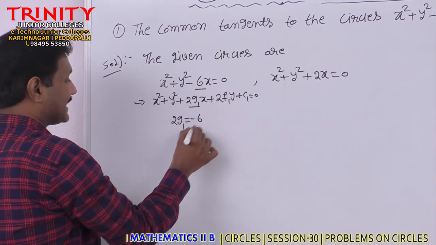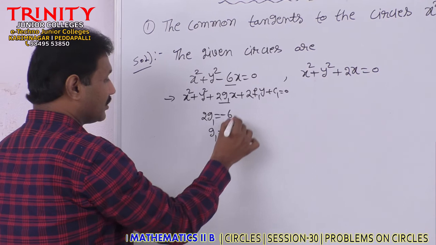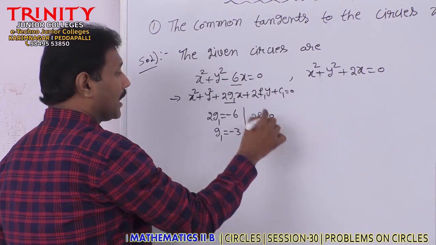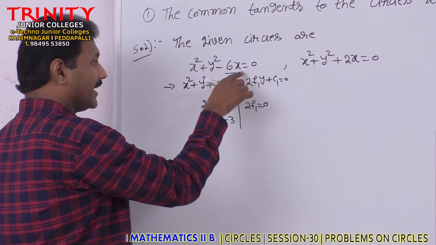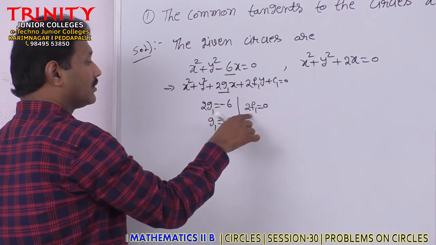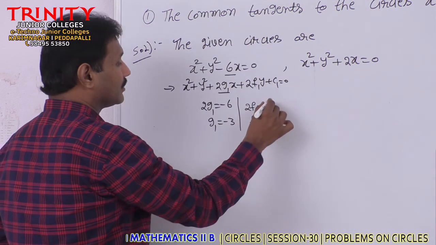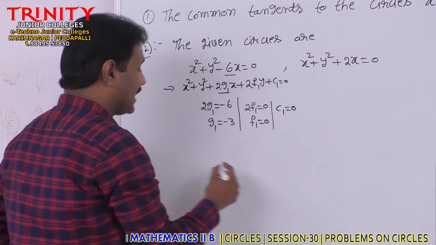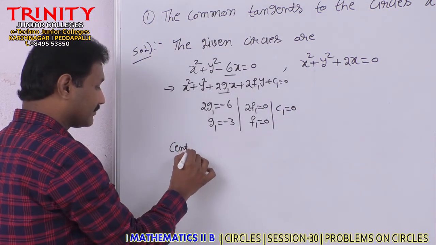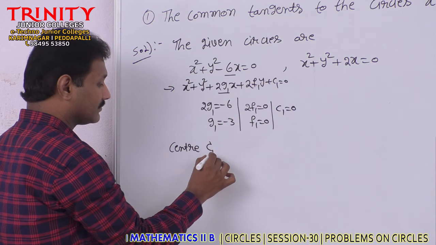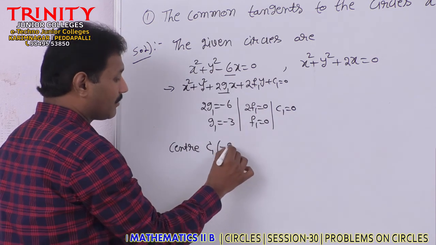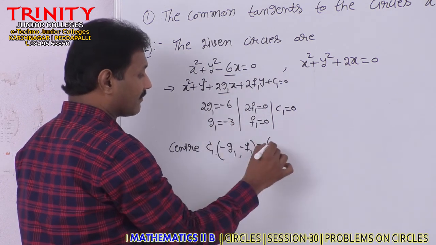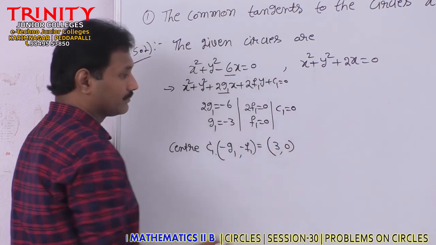2g1 equal to minus 6, g1 equal to minus 3. There is no f1 term, 2f1, because there is no y term here. 2f1 equal to 0, f1 equal to 0. There is no constant term, therefore c1 equal to 0. Center of the first circle is c1. Actual formula is minus g1 comma minus f1, that equal to minus of minus 3 comma 0.